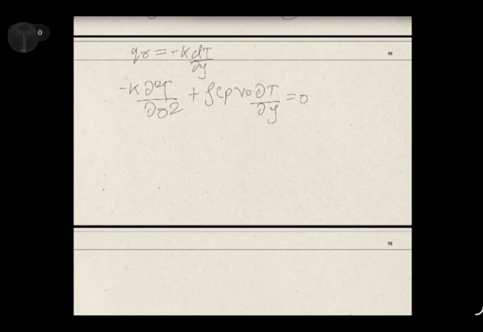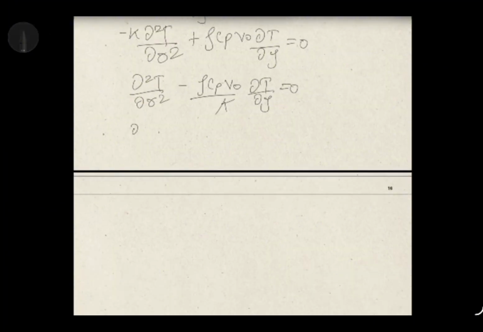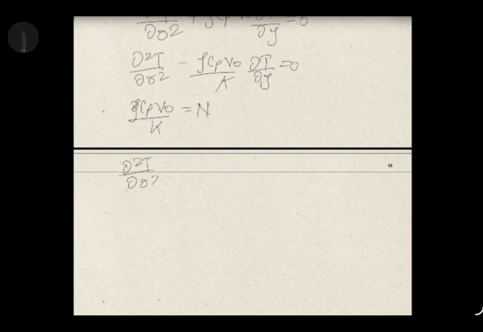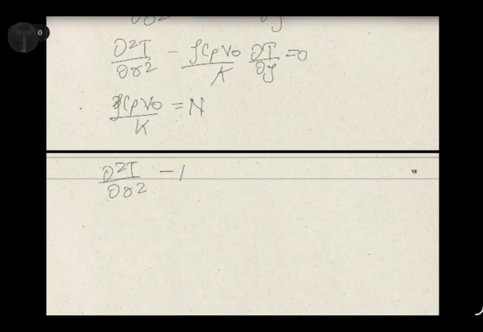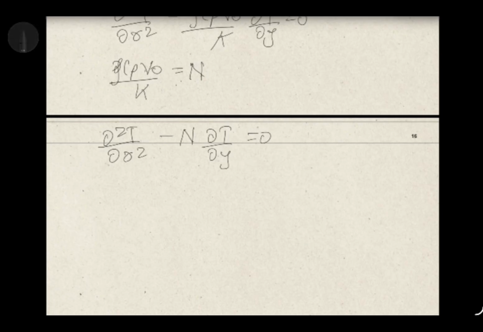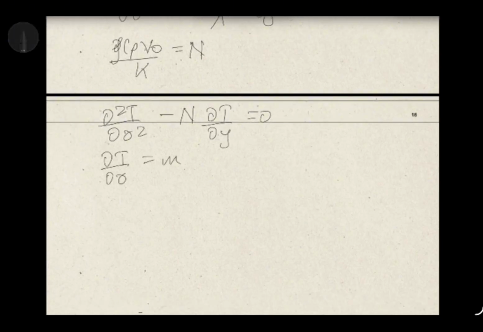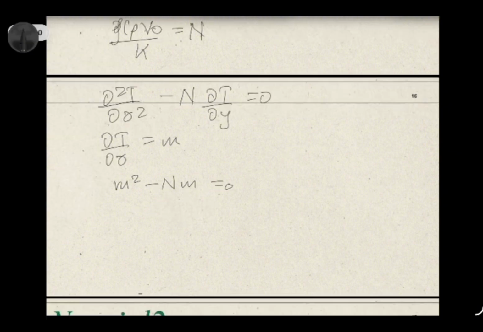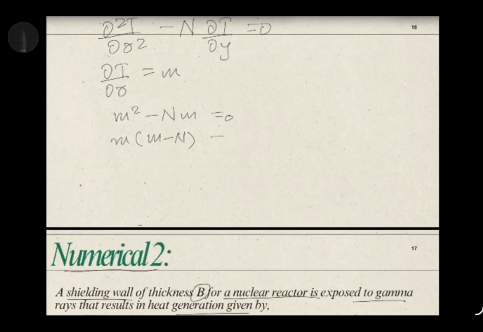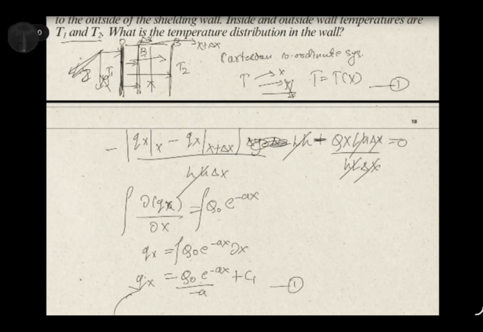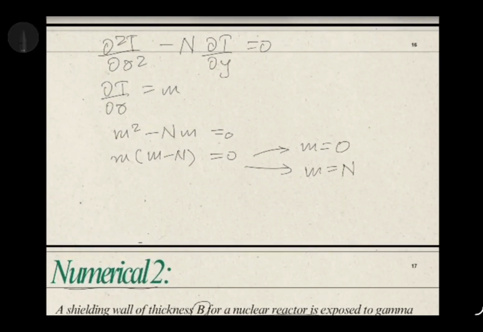So let us divide this whole equation by K. d2T upon dy square minus rho Cp V naught by K dou T upon dou y equals to 0. So we are assuming rho Cp V naught by K as a constant, say n. It will be easy for us. So it would be d2T upon dr square minus n into dou T upon dou y equals to 0. So using methods of solving differential equations, we are assuming dou T upon dou r as, say, m. This is nothing but m square minus n m equals to 0. So we have m into m minus n equals to 0. So we have the solution: m is either equal to 0 or m is equal to n.